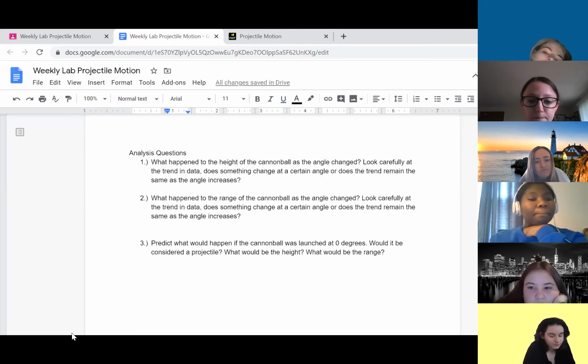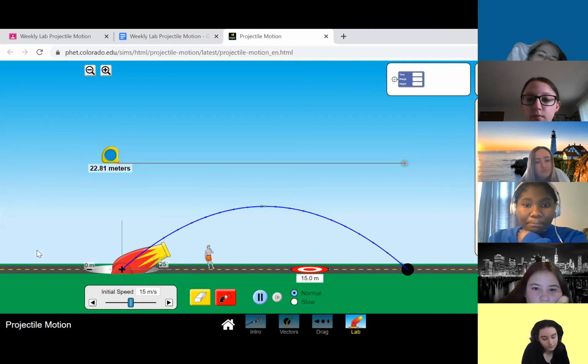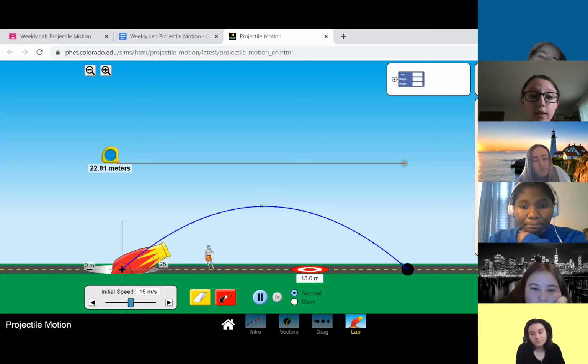How do you get to the gravity? Because I don't see it on my screen. So if you look all the way in the right side of the screen in those boxes, there's a gravity option and it should be set to 9.81 meters per second squared. My setup is not the same as your setup. Are you in the lab section of the simulation? If you look at the bottom, there's the home, intro, vectors, drag, and then lab. Okay, yeah. Now I see it. Thank you. Wonderful. Any other questions on the lab before I break you off into groups?